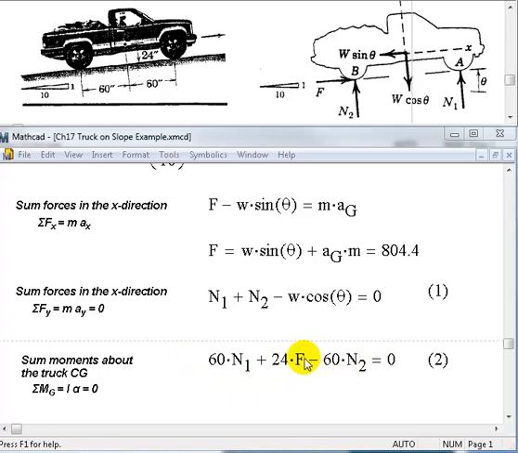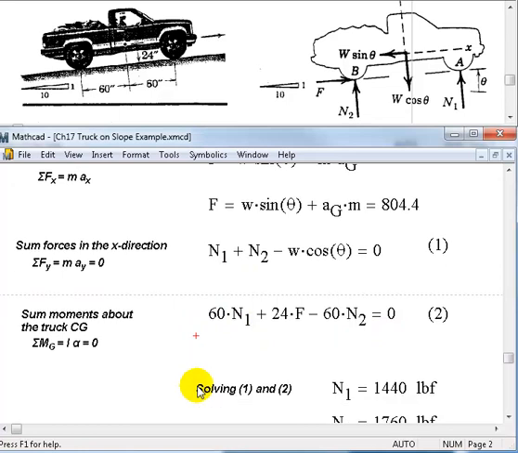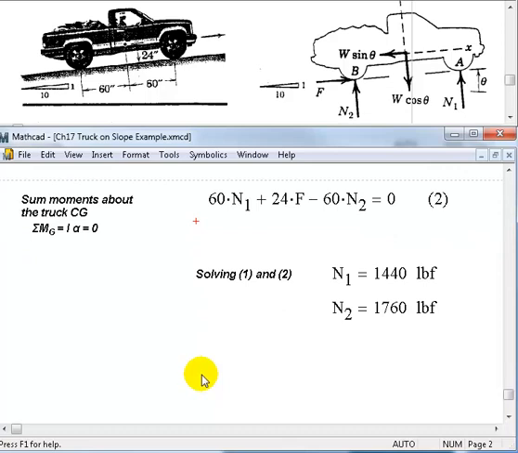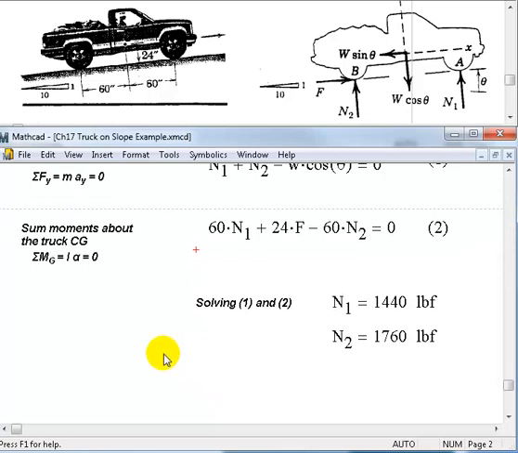And so solving this pair of equations, two unknowns, for the two normal forces, we come up with normal force at the front, 1,440 pounds, normal force at the rear, 1,760 pounds. With this kind of acceleration up a hill, with this kind of forward acceleration, we would expect a weight transfer from the front wheels to the rear wheels, and this would give us what we would expect. Okay, so this problem is finished.